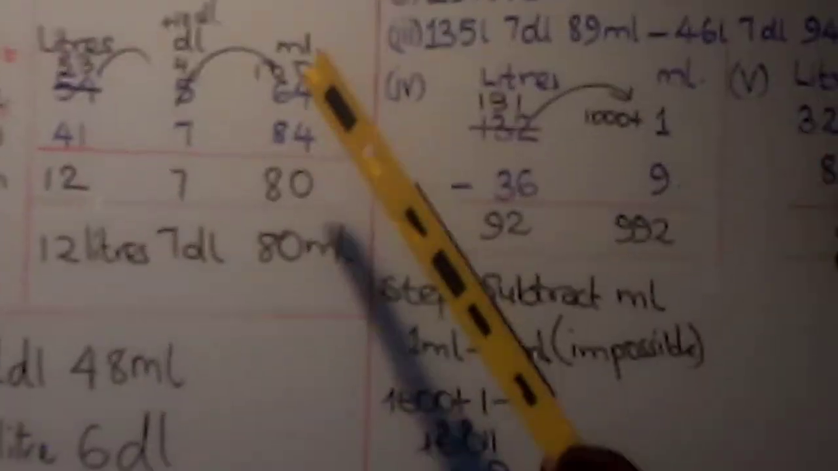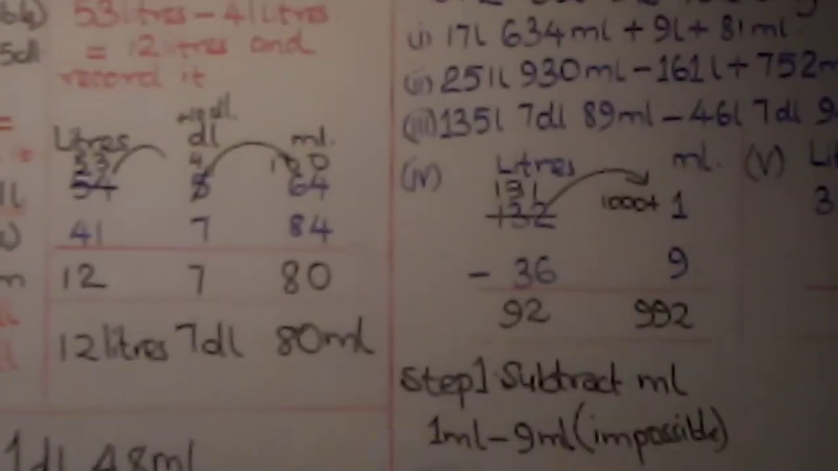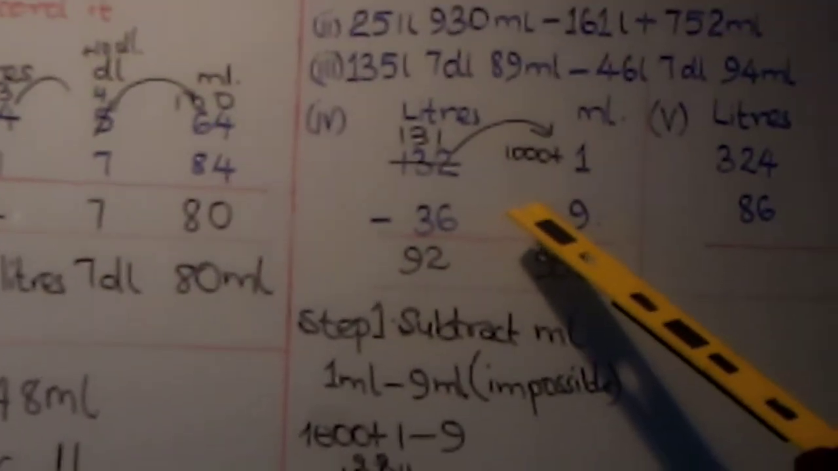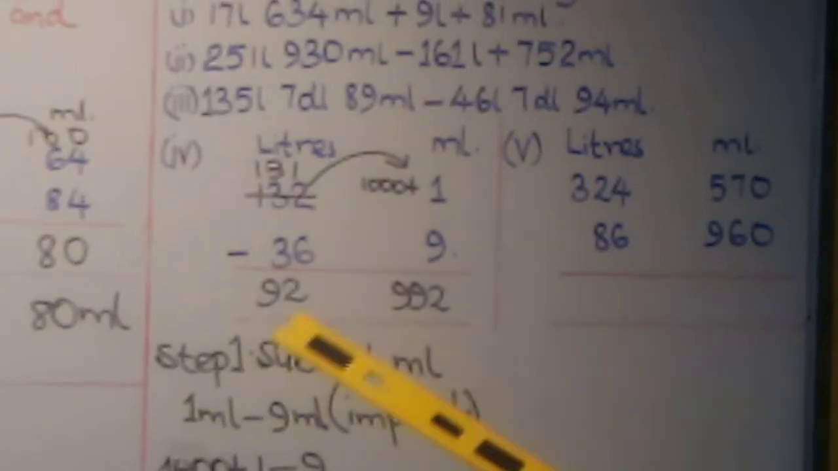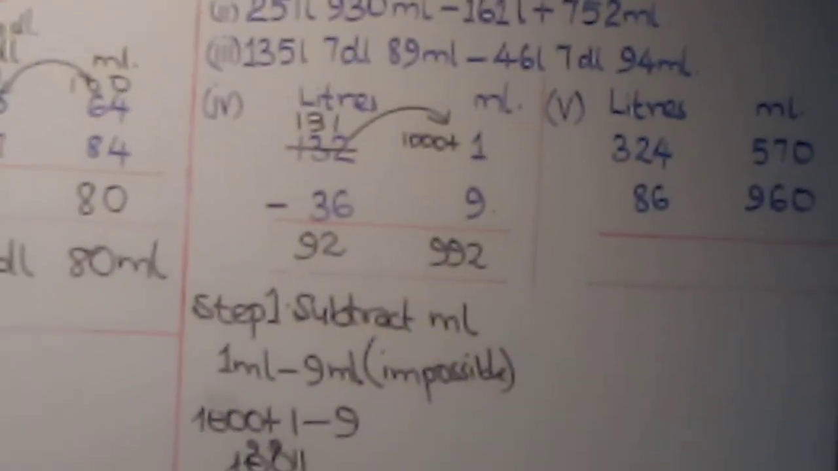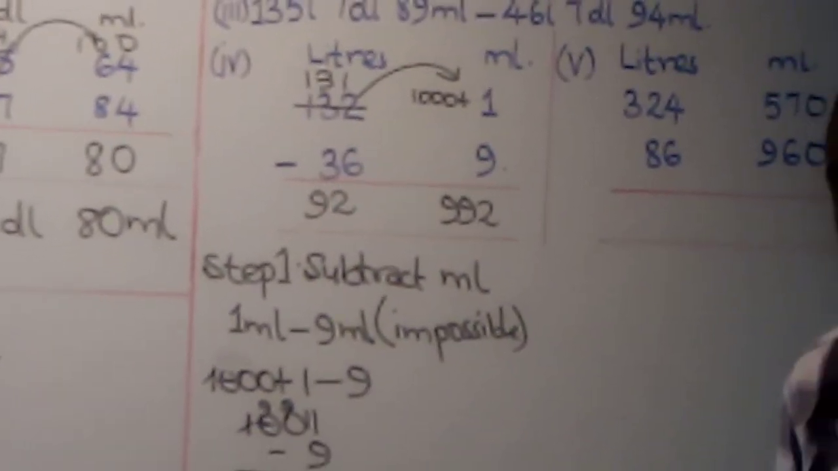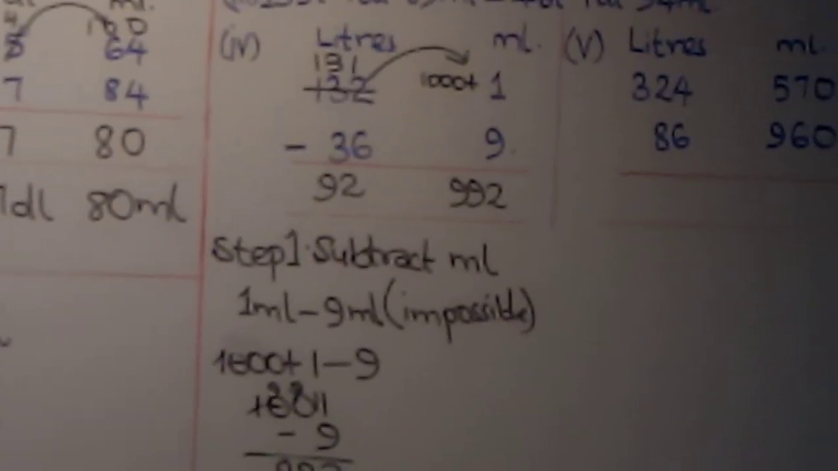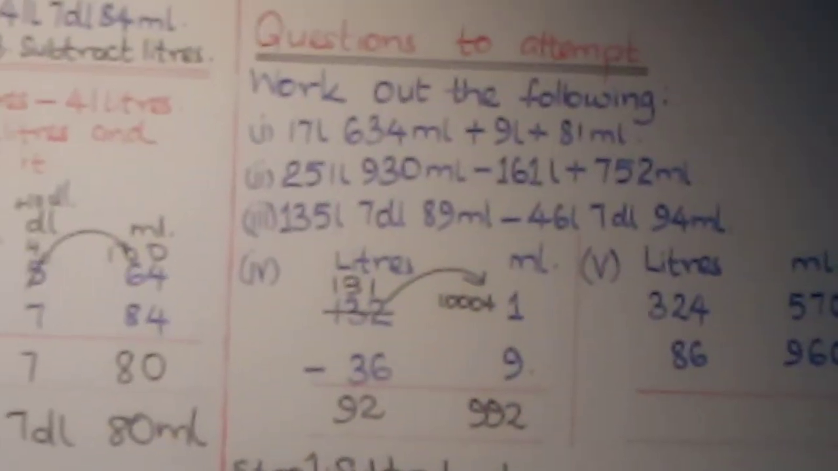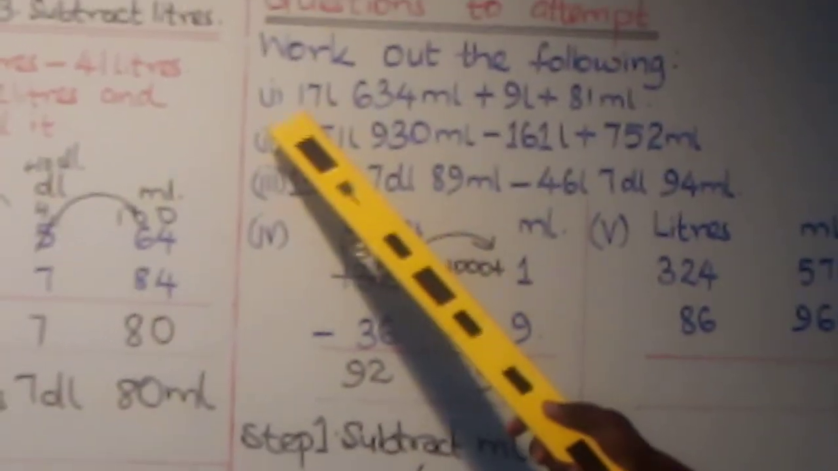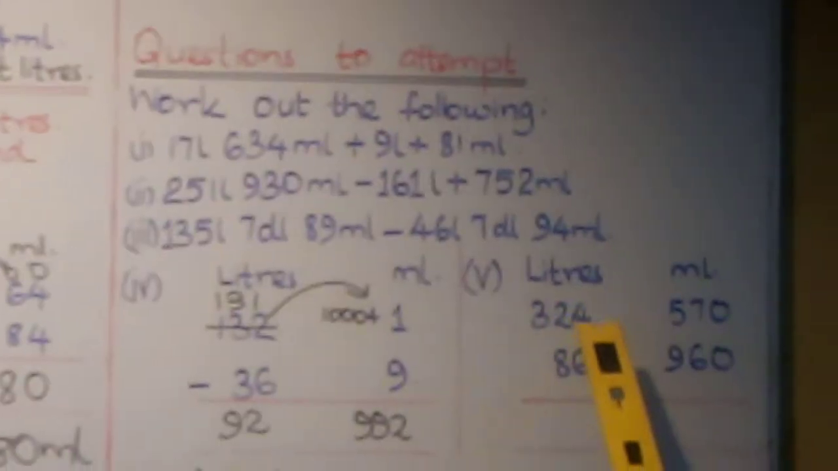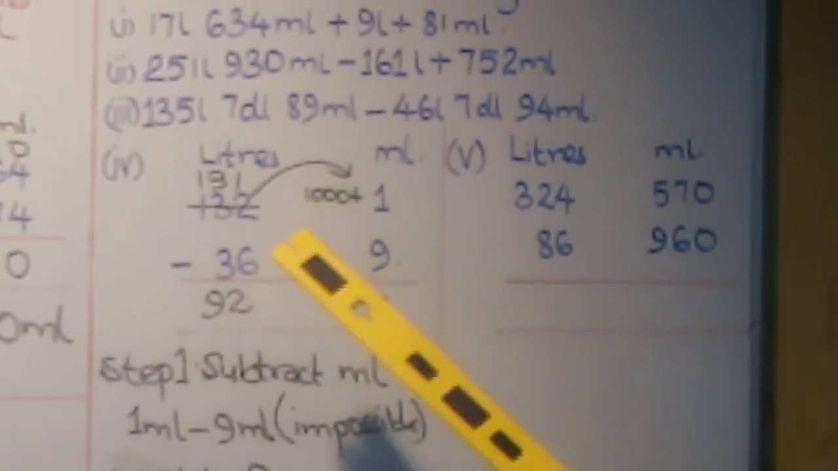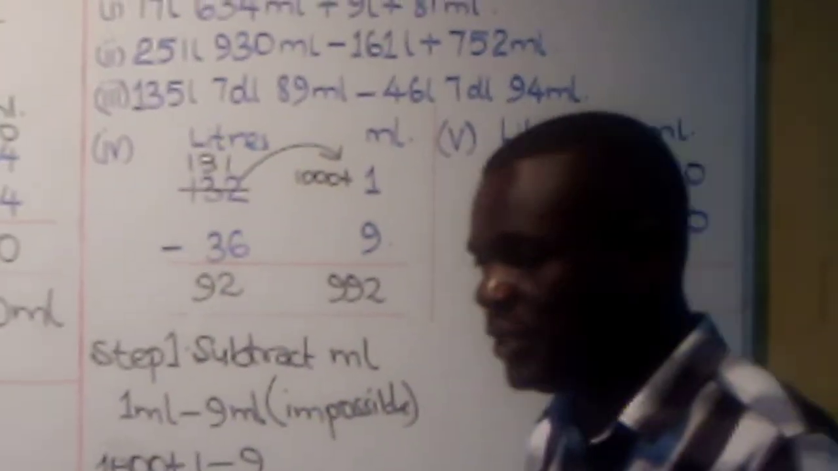Remember, it mustn't be liters, deciliters, and milliliters. If they bring it that way, that is okay. If they bring 2 units, liters and milliliters, it's okay. They can choose to bring liters and deciliters, or deciliters and milliliters, and you can tackle it. Now, you have 4 tasks to attempt here. This 1, 2, 3, and the 5th one. I have done for you number 4. Are we together, boys and girls?